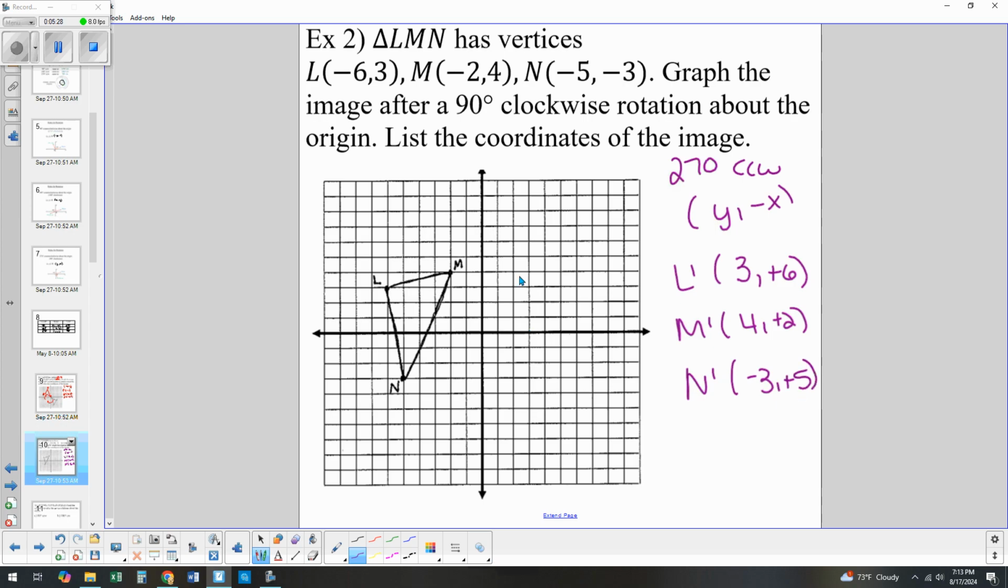So L is now at (3, 6). Sorry, L prime is now at (3, 6). M prime is at (4, 2). And N prime is at (-3, 1).